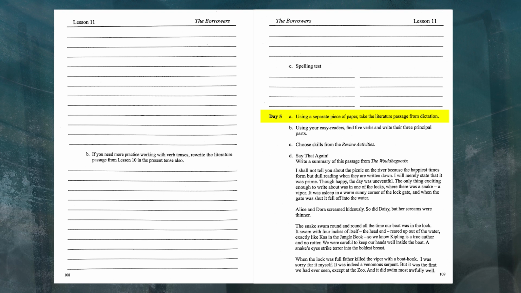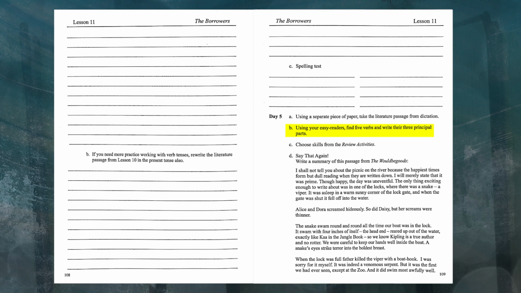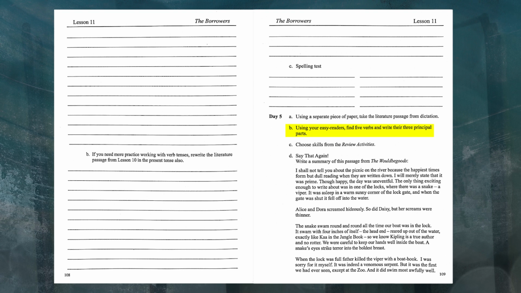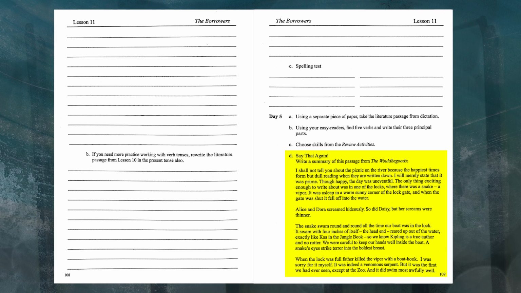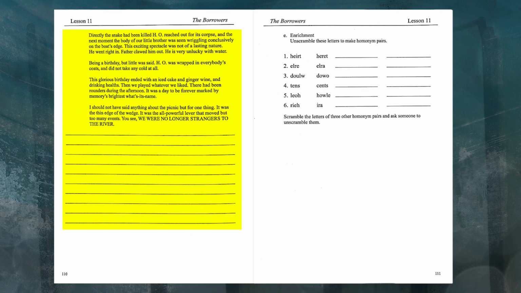And then I was a tad confused on the next instruction. It says to use your easy readers and find 5 verbs and write out their 3 principal parts. I don't see any information about easy readers, so perhaps any simple children's book will do. The review comes next, but there's another assignment after that. In my mind, I just flipped these. There's almost a page-long passage to read and summarize on a sheet of paper.